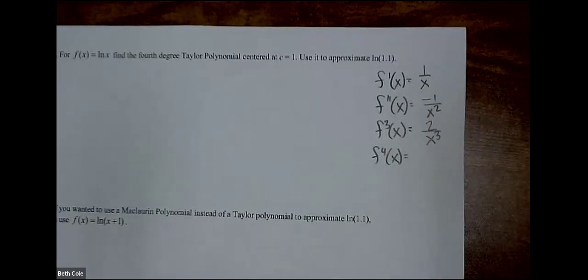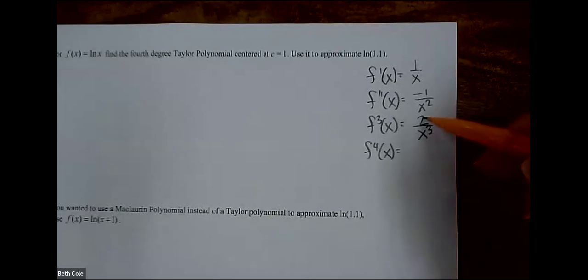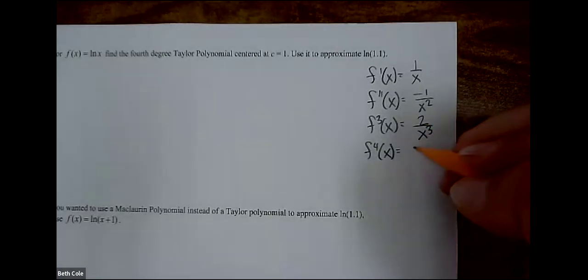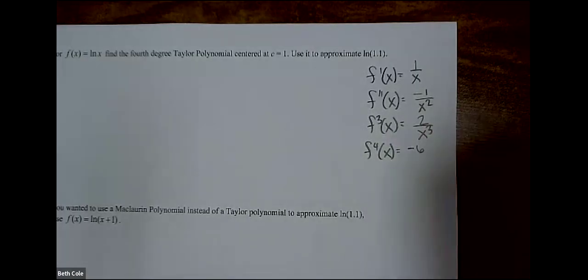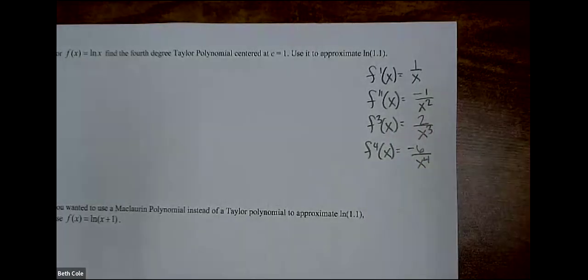It feels like you kind of have it. Do you want to try the next one? You want to think of it as 2x to the -3. It'll be -6 over x to the 4th. Cool. Just for the sake of trying another one, what would the 5th derivative be? It would be +24. Perfect. You got it.